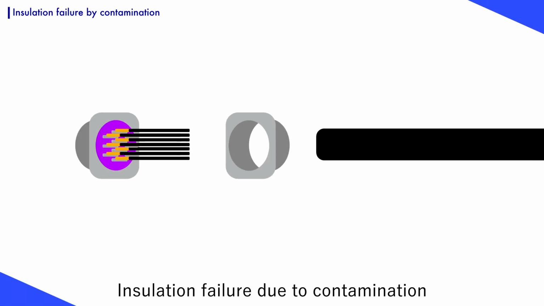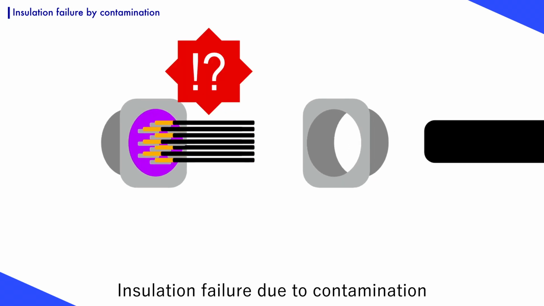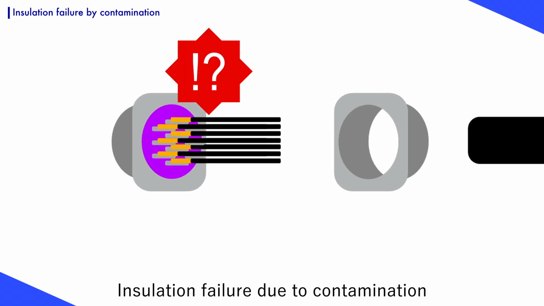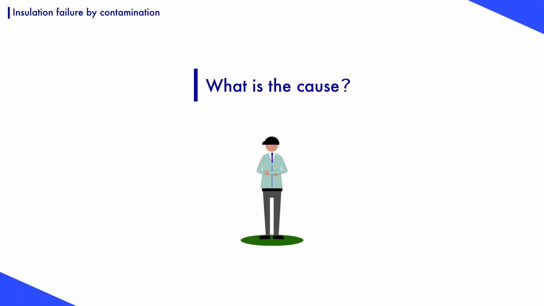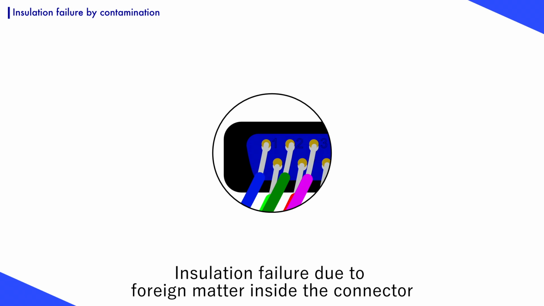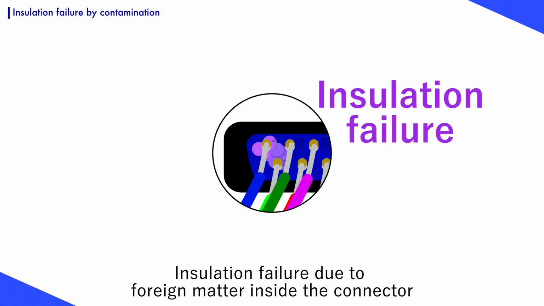Insulation failure by contamination is a manufacturing error commonly found in cables and harnesses. In this video, we will show you how this error occurs and introduce an inspection to prevent outflow. Contamination inside the connector causes insulation failure.